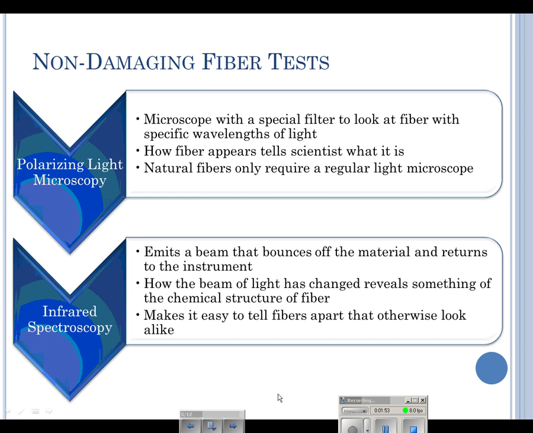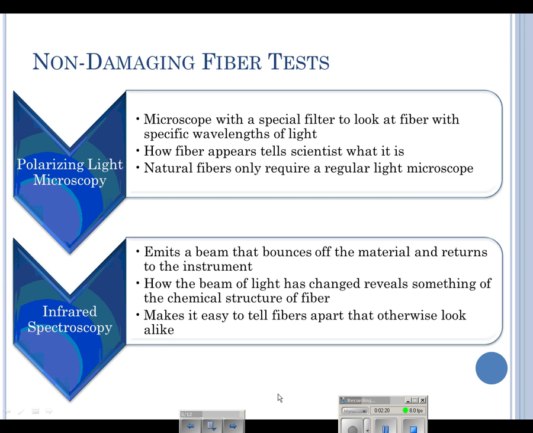There's two tests that we can do on fibers that are actually not going to damage the fiber. The first one is polarizing light microscopy, and it's actually a microscope that has a special filter on it to look at fibers with specific wavelengths of light. And how the fiber appears tells the scientists what it is because they have reference samples, so they know the behavior of light. And natural fibers really only require a regular light microscope. You wouldn't put natural fibers under a polarizing light microscope.